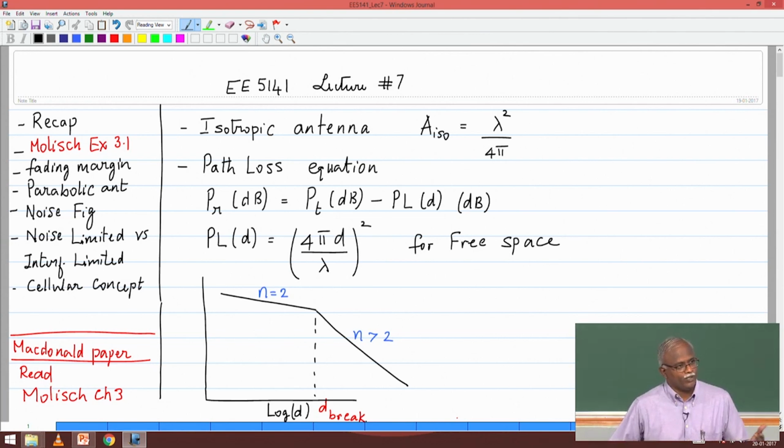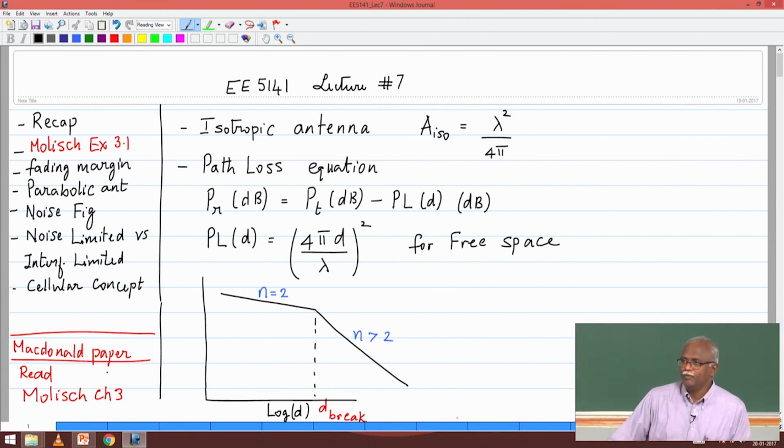After that, we'll talk about noise limited systems, which is what we have been talking about. We basically are saying that there is no impairment. The only impairment is the losses that you encounter because of distance between the transmitter and receiver. That would be a noise limited system compared to an interference limited system, and that leads us into the cellular concept. So that is the rollout of the plan that we have.